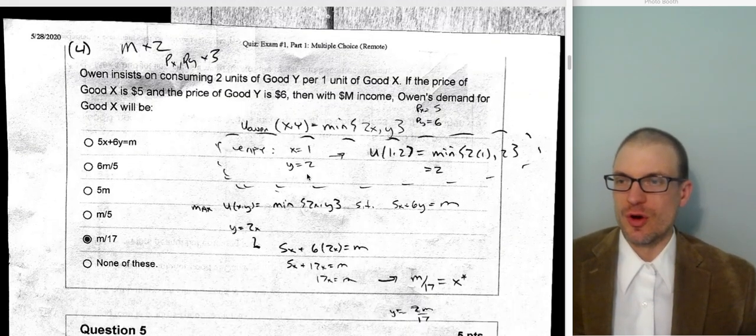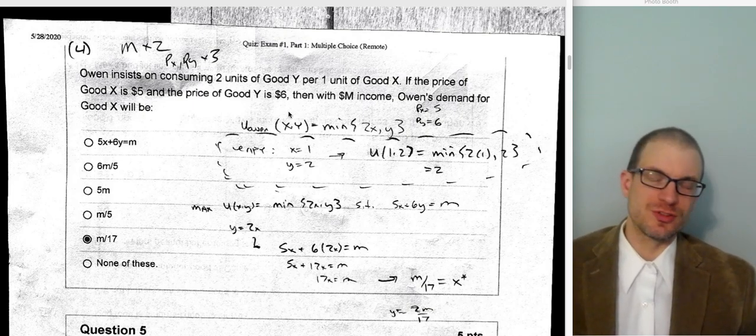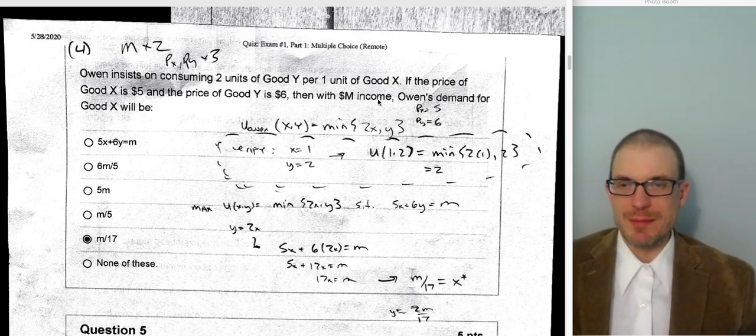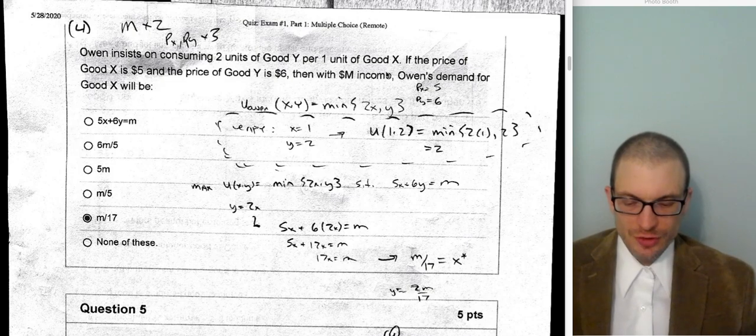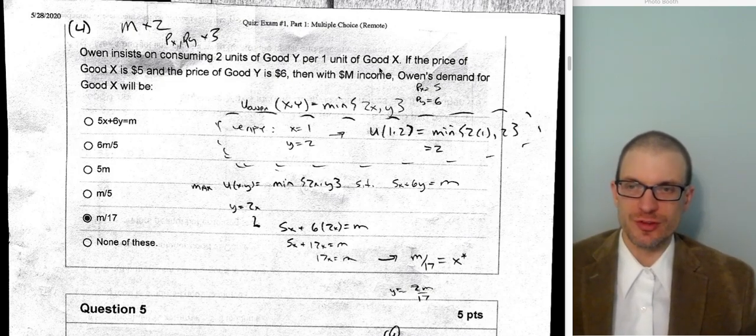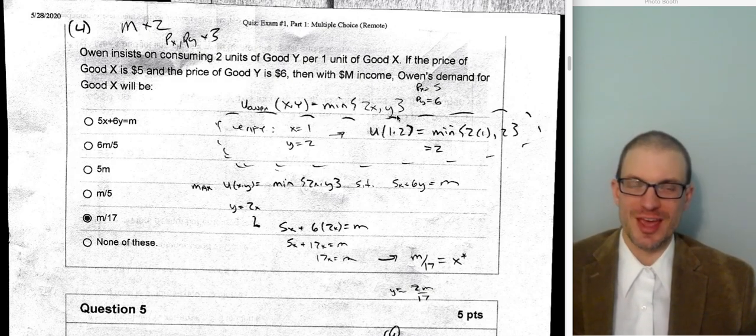Okay, question 4. So Owen is insisting on consuming 2 units of good Y per unit of good X. If the price of good X is 5 and the price of good Y is 6, then with M dollars of income, Owen's demand for good X will be. All right, so the first thing we have to do is we are told Owen insists on consuming 2 units of Y with each unit of good X. This is telling us we've got perfect complements, we've got fixed proportions for consumption, utility coming from good X and good Y. The next thing is you've got to determine, is the utility function going to be the minimum of 2x and y, or is it going to be the minimum of x and 2y?